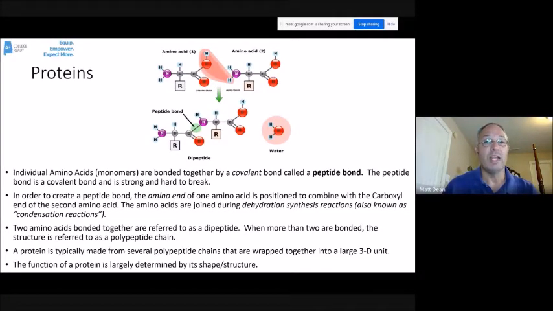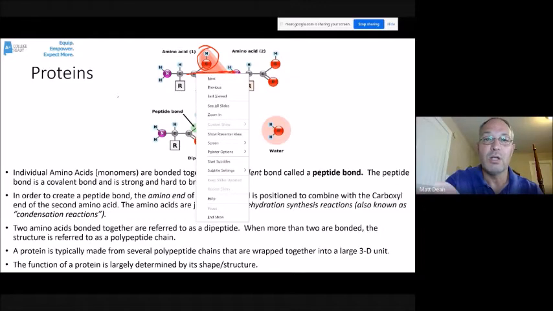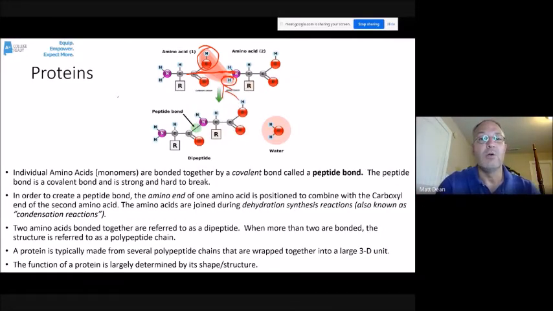This happens during a dehydration synthesis reaction. And we see that happening here up top. When that happens, the OH from a carboxyl group is removed, and one of the hydrogens from an amino group is removed. So we end up getting a bond between the carbon in the carboxyl group on one amino acid and the nitrogen in the amino group on another amino acid. That bond is a covalent bond, and it's referred to as a peptide bond.